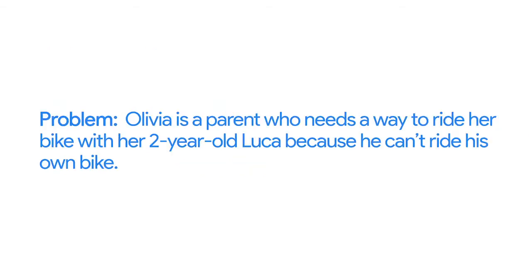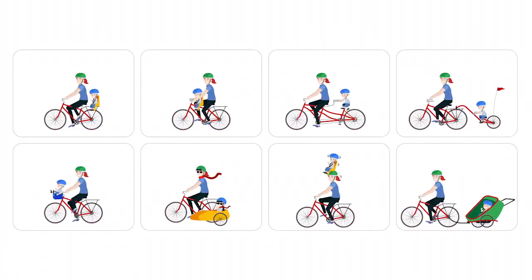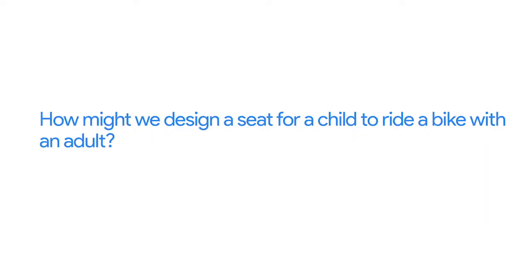Think back to our example from earlier. Olivia is a parent who needs a way to ride her bike with her 2-year-old Luca because he can't ride his own bike. We came up with a lot of potential solutions to Olivia's need. Let's try coming up with some more ideas using the How Might We exercise. For example, how might we design a seat for a child to ride a bike with an adult?